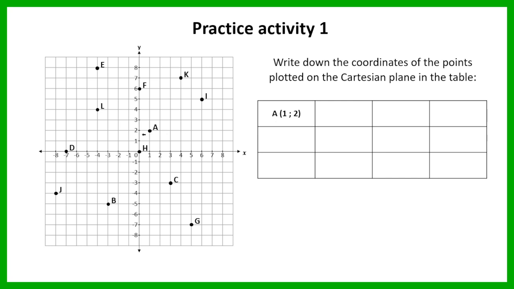So if you look over here, this is the point A. The x value you get from the x-axis. So you look, what value does it correspond with on the x-axis? That is going to be your x value. That's what you're going to write first in your ordered pair. And then the y value corresponds with the number on the y-axis that it is in line with. And in this case, it's 2. So the point A has the coordinates 1, 2.